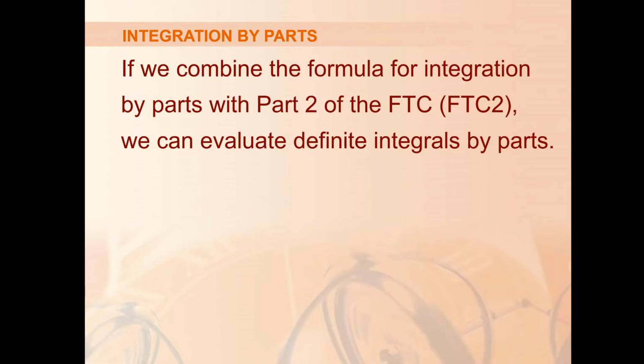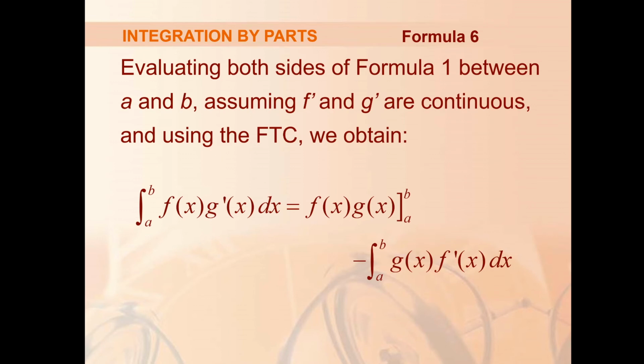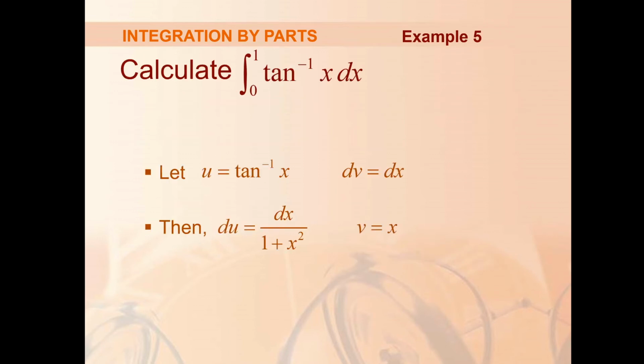So we combine the formula for integration by parts with part 2 of FTC, so we can evaluate definite integrals by parts. Like this one here, the integral from 0 to 1 of inverse tangent of x dx. So u would be inverse tangent of x, dv is just dx, and the derivative of u is dx over 1 plus x squared.